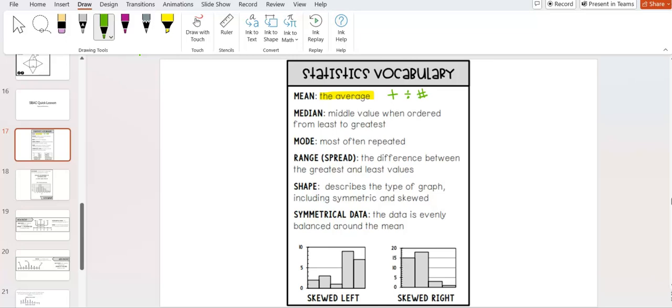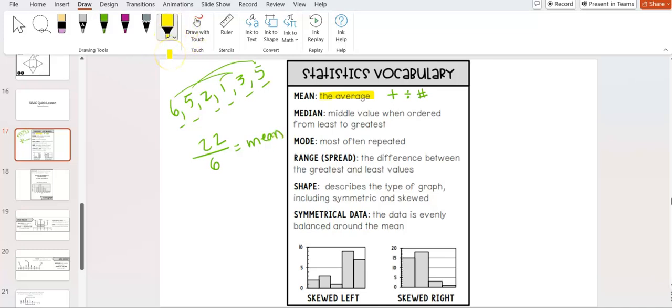So if you have 6 numbers, 5, 2, 1, 3, 5, I would add all of these together and then divide that answer by 6 because there are 6 numbers in this data set. 1, 2, 3, 4, 5, 6, 6 numbers. So I would add all these together. Let's see, this makes 10. This makes another 10. So this is 22. And then I would divide that by 6, and that would make my mean. My mean is my average.